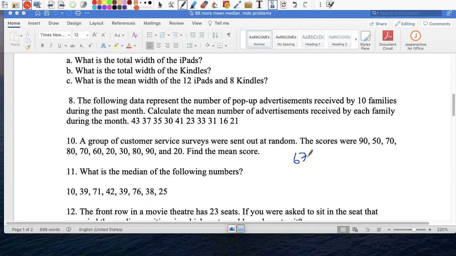And we have how many? 1, 2, 3, 4, 5, 6, 7, 8, 9, 10, 11 apparently. And we get 60.91 rounded to the nearest cent. Okay. So that's the mean, right? So you get an idea.